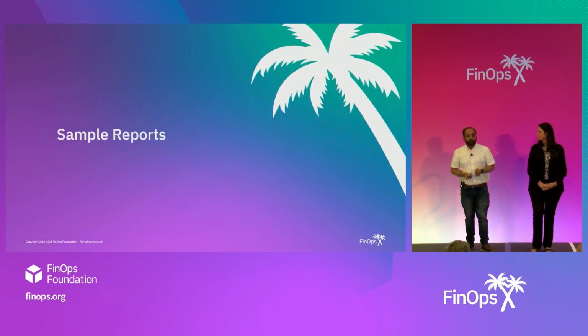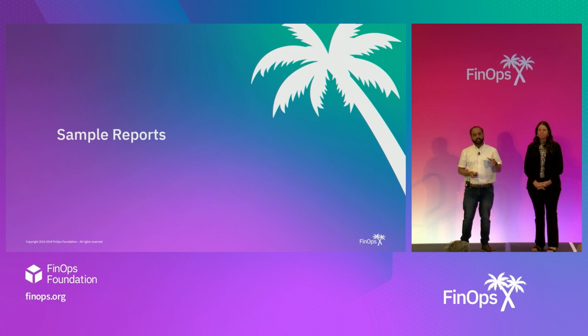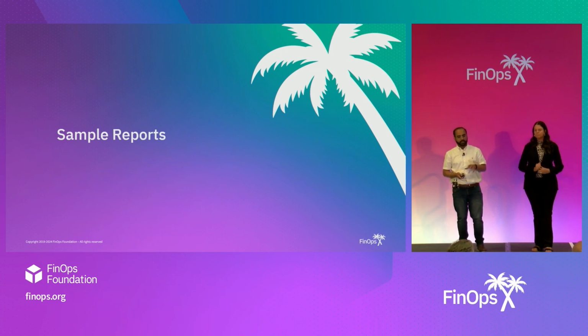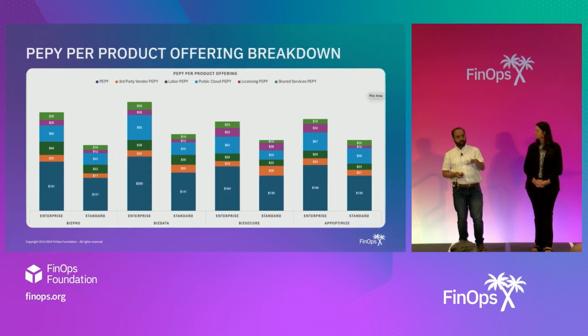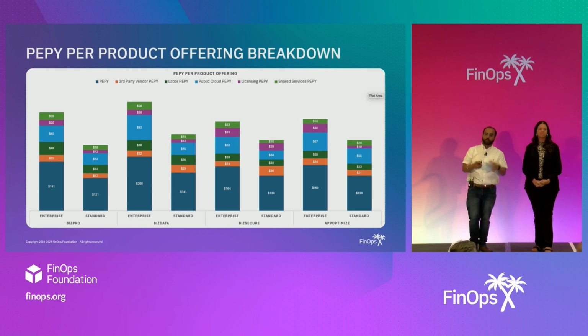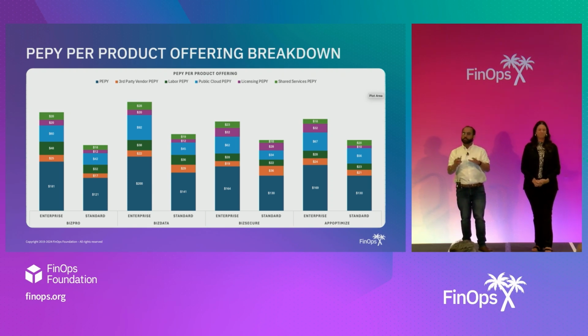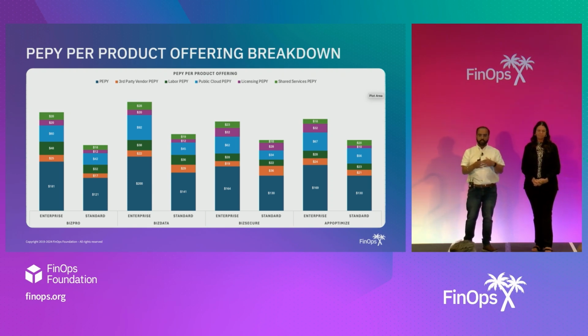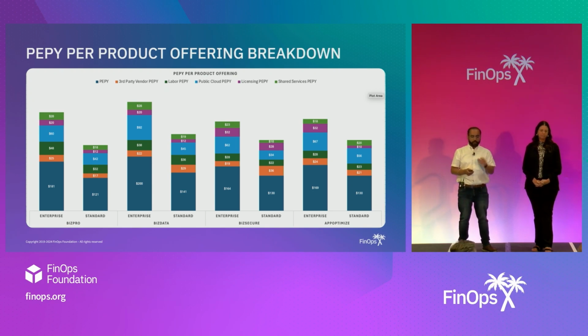Now, I'm going to go through some of the sample reports, which essentially demonstrate how this PEPI data has helped us, right? And we'll understand a little bit more information. Now, these are not the real products, but these numbers are very much real in terms of how they look for our real products. These are made-up products. So we have similar offerings for our products, right?